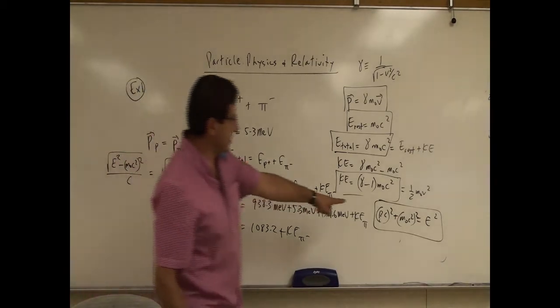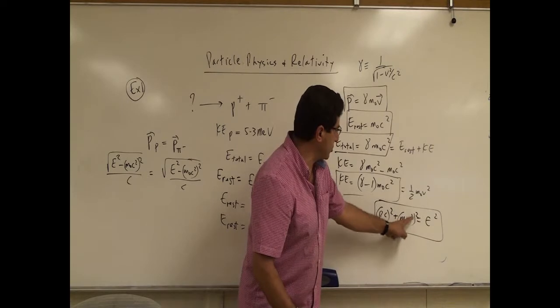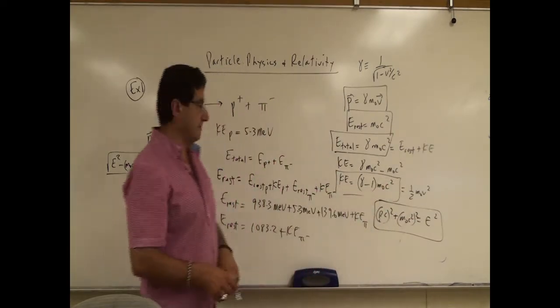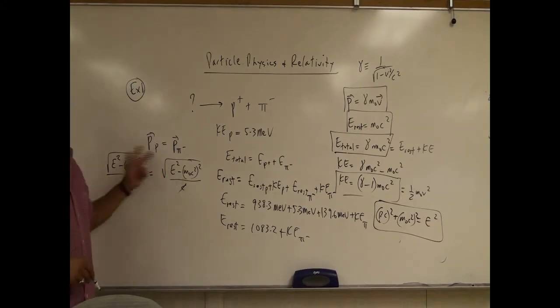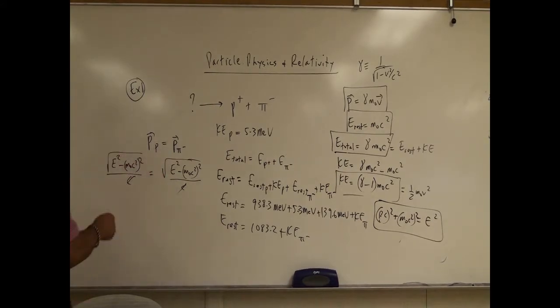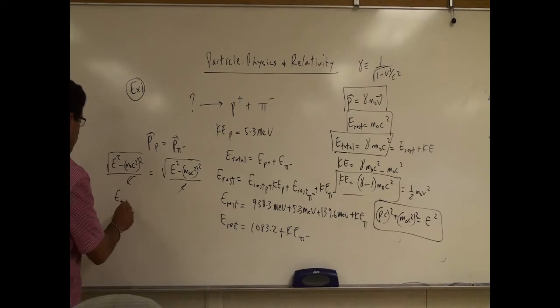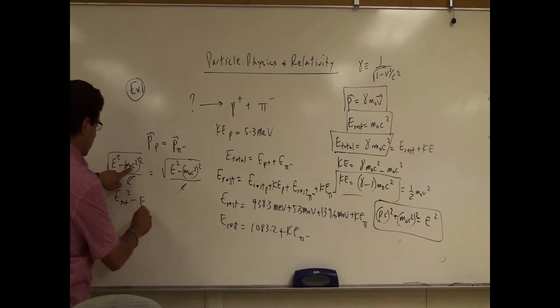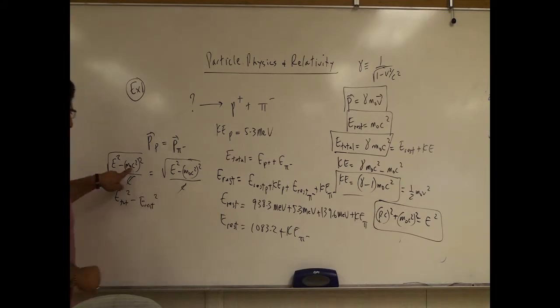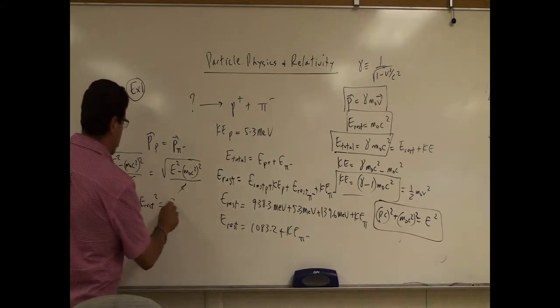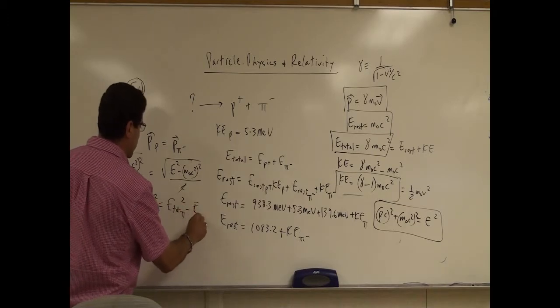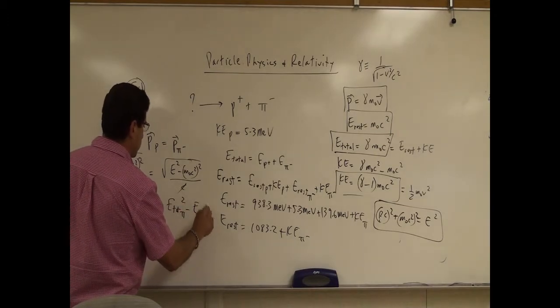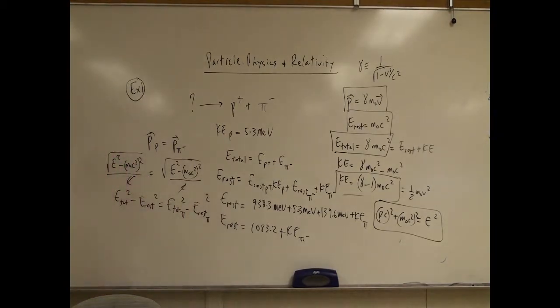So since momentum is equal to the square root of E squared minus m0 squared c to the fourth, over c, the c and the c cancel, and I don't even need the square root, I can just square them. So I have the total energy of the proton squared minus the rest energy of the proton squared must equal the total energy of the pion squared minus the rest energy of the pion squared. Right? So it basically boils down to that.